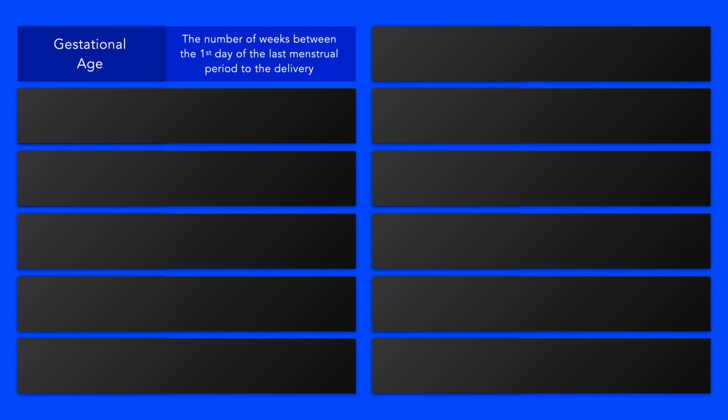Gestational age is the term that is used to describe the duration of the pregnancy, from conception to birth, or, if the pregnancy is still ongoing, the current date. It is measured in weeks, starting from the first day of the last normal menstrual period.